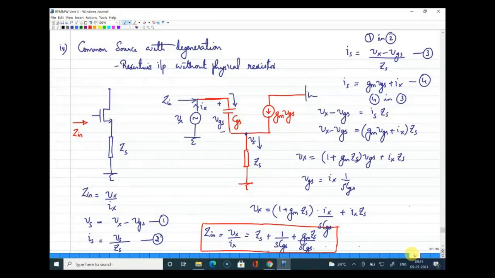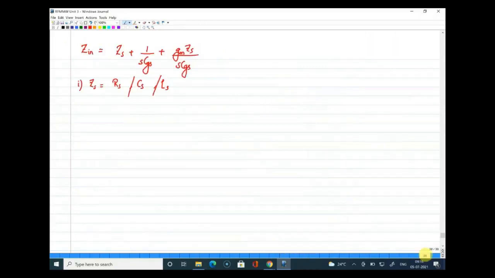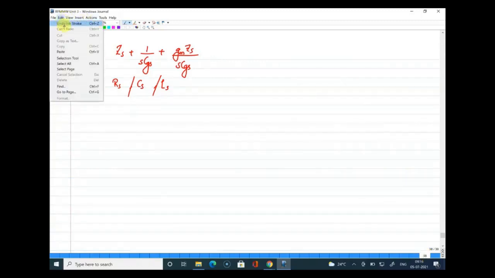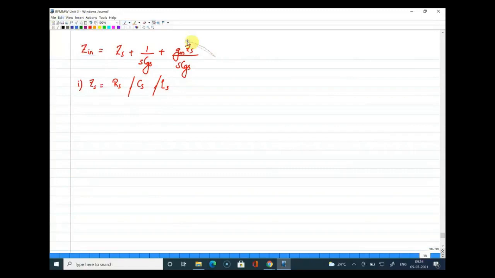We did not consider the load part. Anyway, we know that the load can be an inductive load. At the input side, we observed that the input impedance is coming as ZS plus 1 by sCGS plus gm ZS by sCGS. That is the point where we stopped our discussion, and I asked you to verify this impedance by substituting either a resistance or a capacitance or an inductance. So that exercise we will do today.